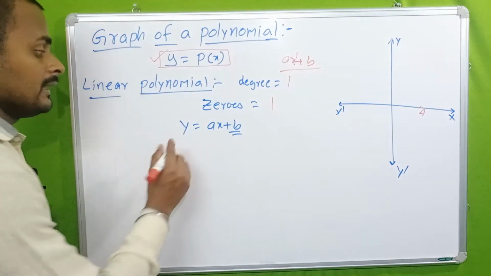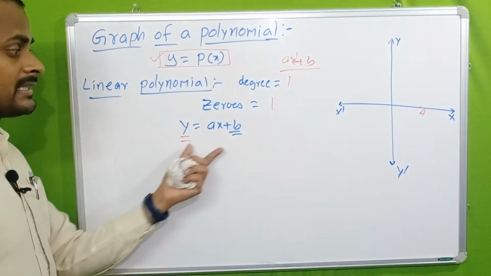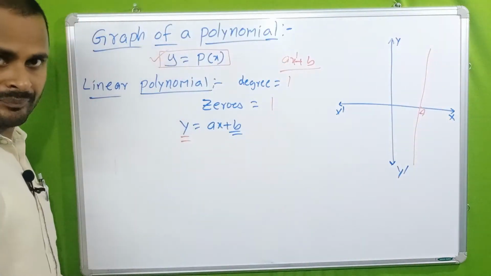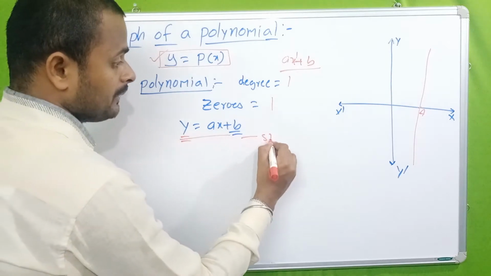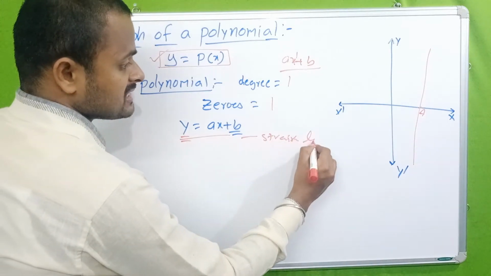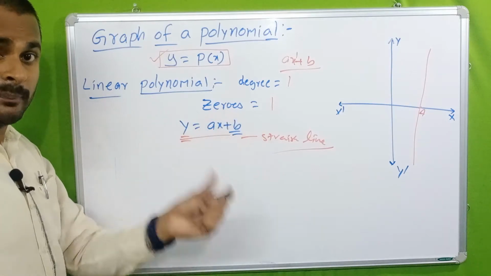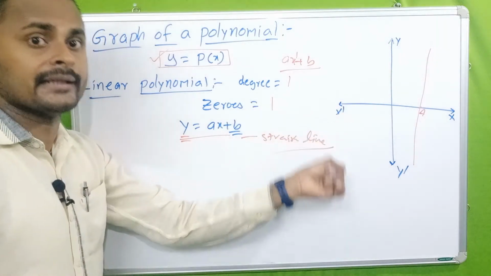That is why the graph of a linear polynomial, y is equal to ax plus b, is always a straight line. Understand? The graph of a linear polynomial is always a straight line because the zero is only 1, which means it intersects the x-axis at one point only.